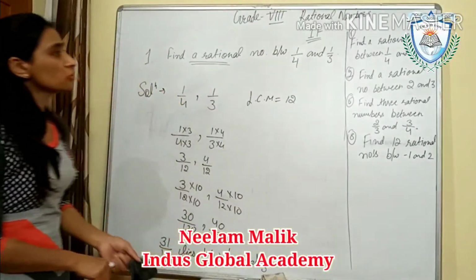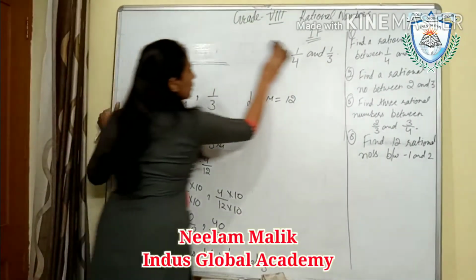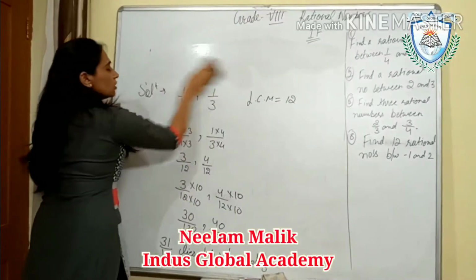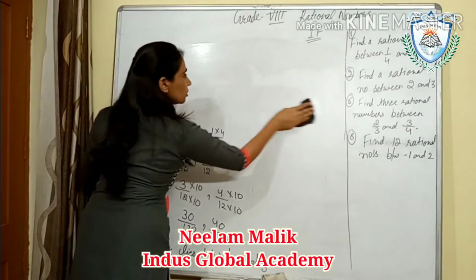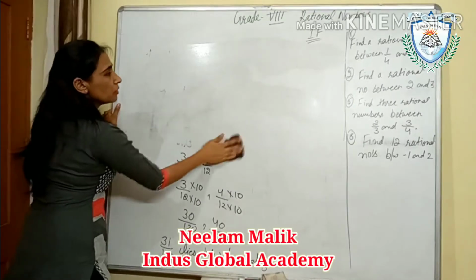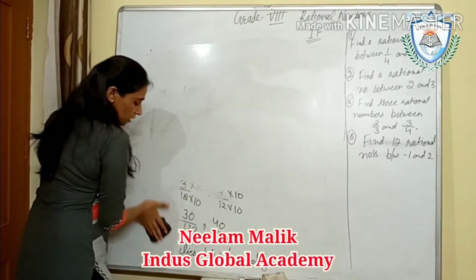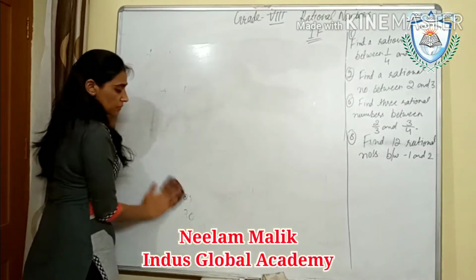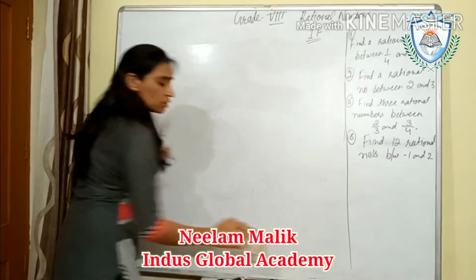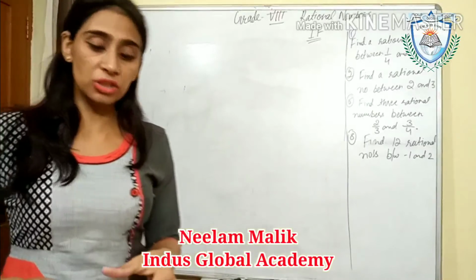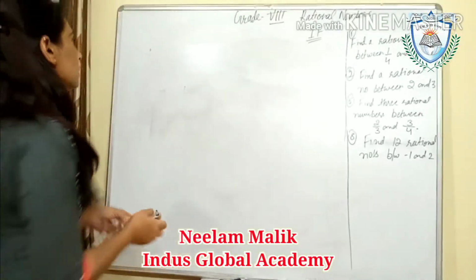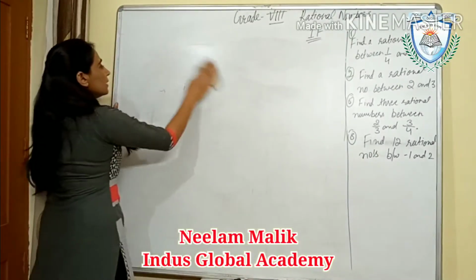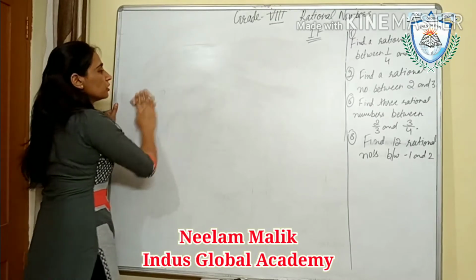Okay. So next is question number 2. In this exercise all sums are the same. So question number 2: find a rational number between 2 and 3. Only integers are given, but we have to find out the rational numbers. I told you, when any integer is given, we can convert that integer into a rational number by dividing that number by 1.